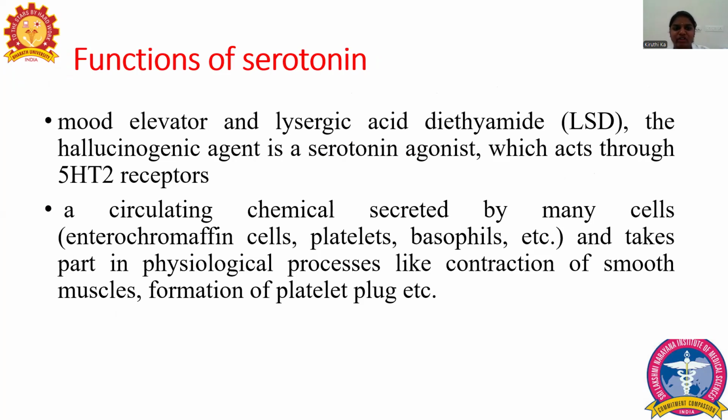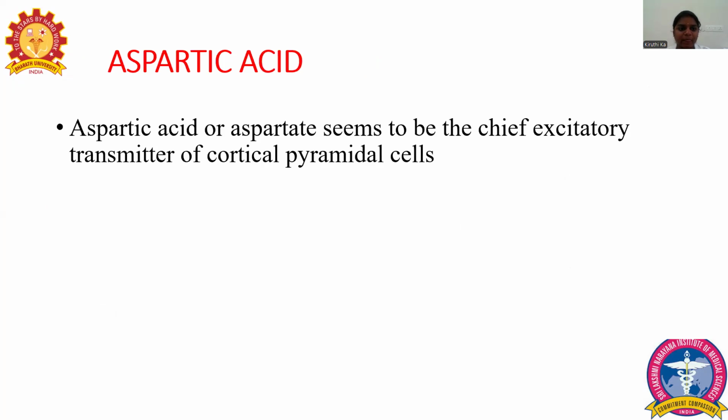So already I said the functions of serotonin. Next, aspartic acid, or aspartate, is a chief excitatory neurotransmitter of cortical pyramidal cells. It doesn't have many functions.